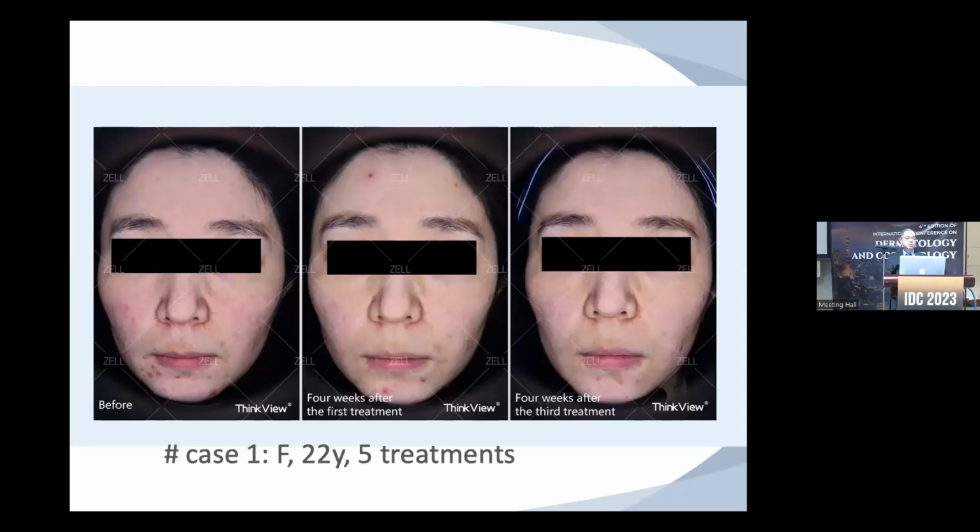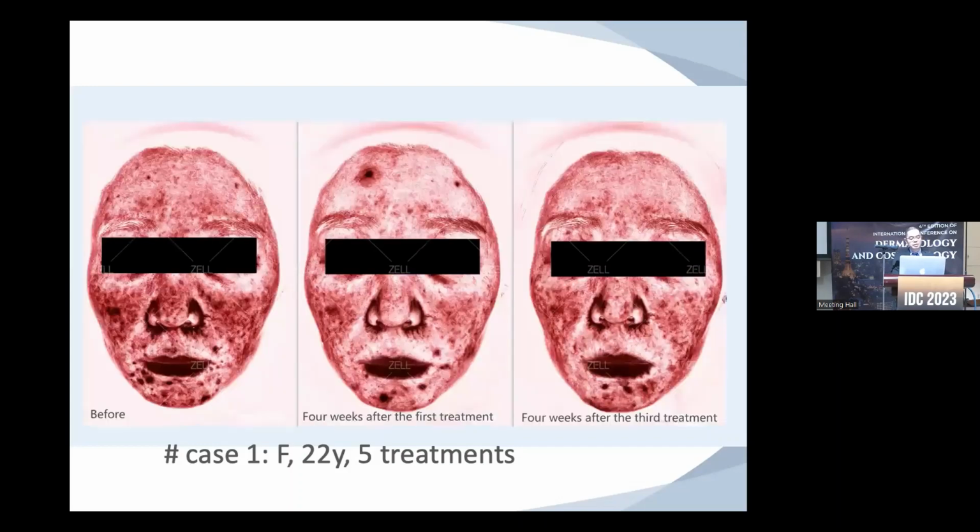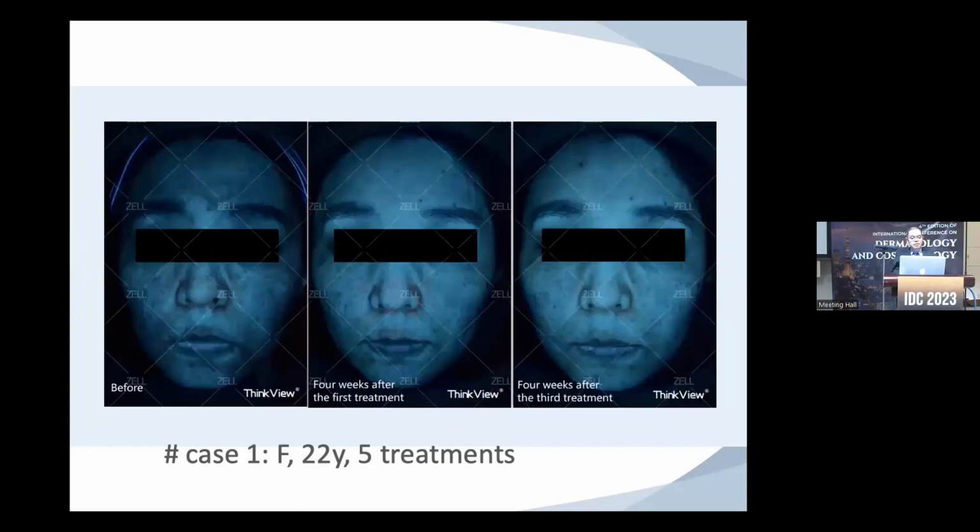So these photos show the patients before, in the middle, and after treatment. This is an overview photo to show the skin situation. Case 1 is a female patient, 22 years old. She finished 5 treatments. This is the polarized light to show the dilated vessels, the redness, and the inflammatory reaction of the skin, before, in the middle, and after. This is the UV light showing the pigmentation problem before, in the middle, and after.